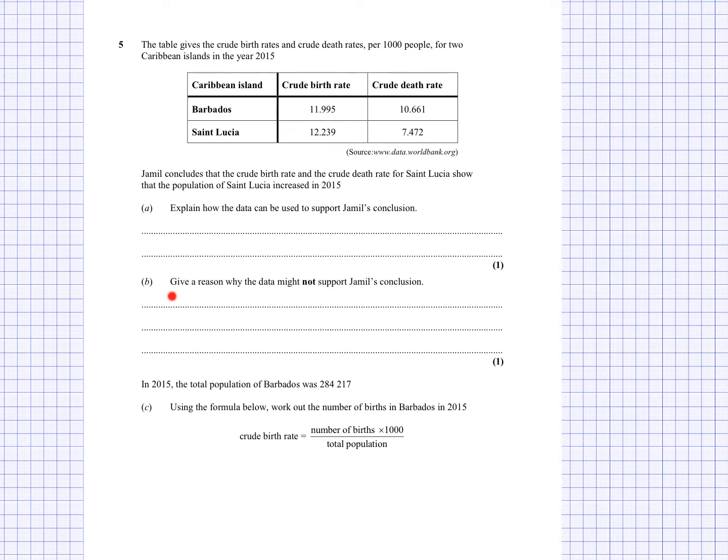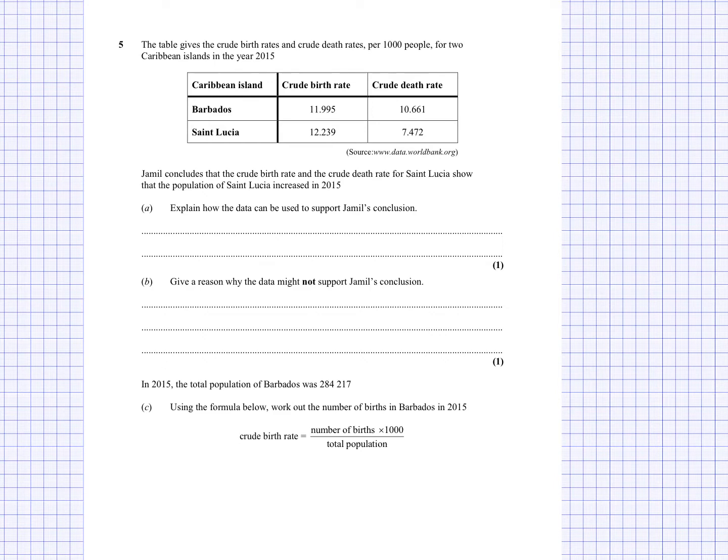Second one is, give a reason why the data might not support Jamil's conclusion. Well, this is just birth rate and death rate, okay? There are other factors as well that impact population size, could be migration and things like that, so you could say something like that for this one.